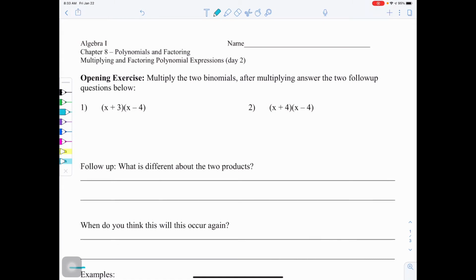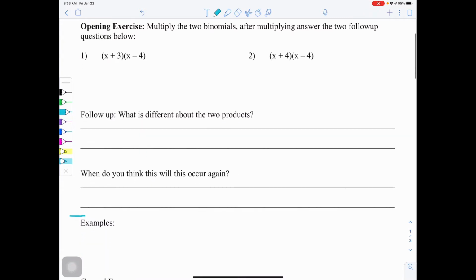Today's lesson is called Multiplying and Factoring Polynomial Expressions, Day 2. For the opening exercise, it says multiply the two binomials. After multiplying, answer the two follow-up questions below. So when you get to the word examples, you want to stop. That's where we will move on together.